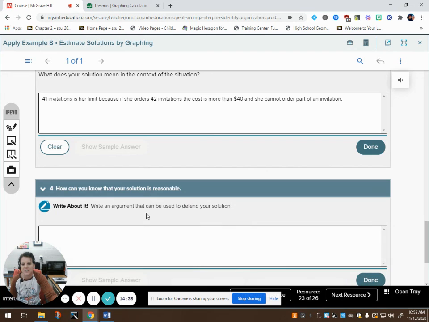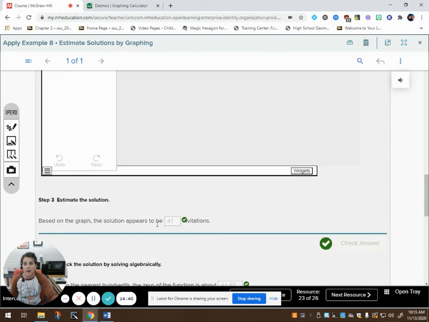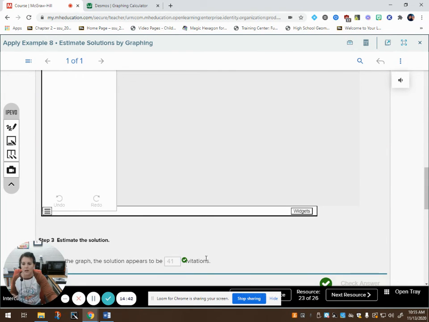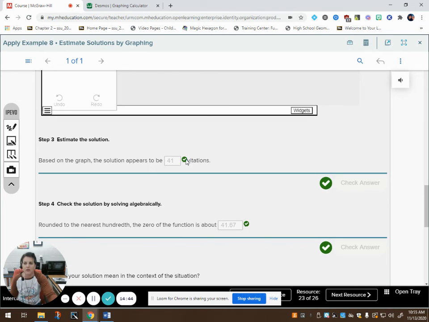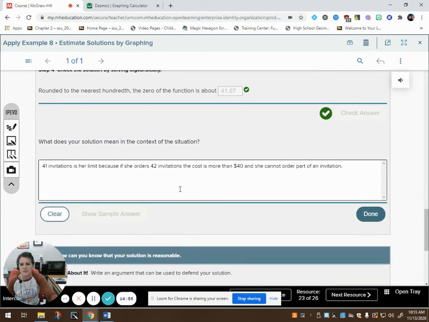And how can we check to see if that's reasonable? Well, we knew it had to be really close to 40, because 96 cents is almost $1, so it makes sense that if each one costs almost $1, she can order really close to 40 invitations.